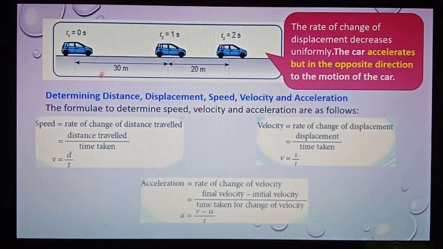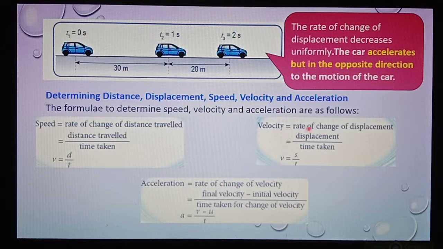Okay, next we want to determine distance, displacement, speed, velocity and acceleration by using a formula. We have the formulas stated here. To determine the speed, as we discussed earlier, speed equals distance traveled divided by time taken, or the rate of change of distance traveled. So distance traveled we mark as d, so the speed equals d divided by t.